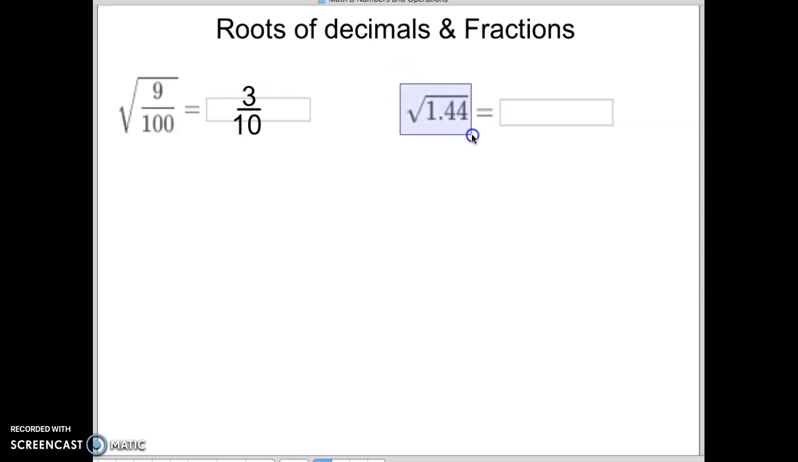Again, looks a little confusing. Well, if we took the decimal out of there, what is the square root of 144? You'd go, oh, well, the square root of 144 is 12, and you'd be correct.